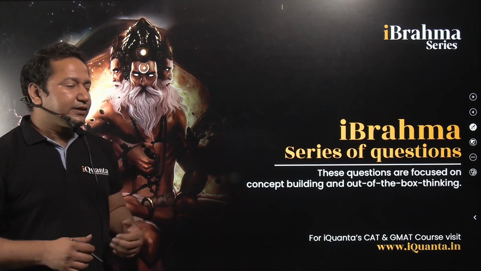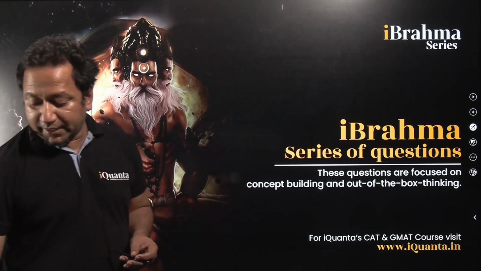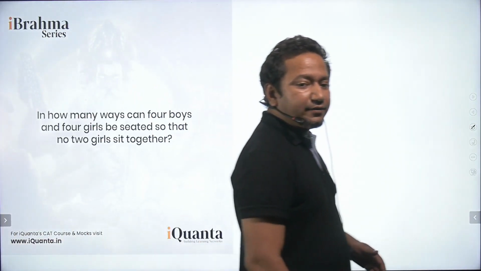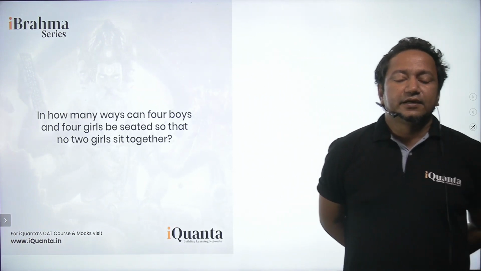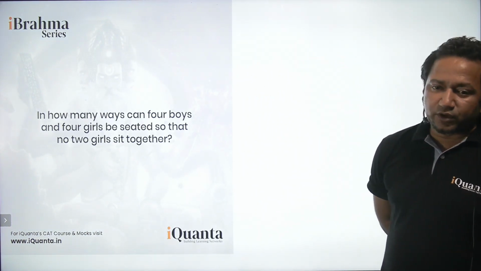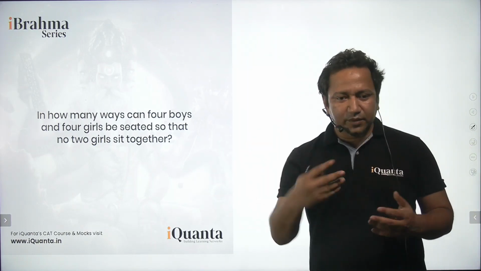Today, I'll be discussing a question which I posted on Facebook some days back. And the question is like this: in how many ways can four boys and four girls be seated so that no two girls sit together? Here, I haven't mentioned what kind of arrangement it is. It can be linear as well as circular. So, I'll be discussing both the cases.